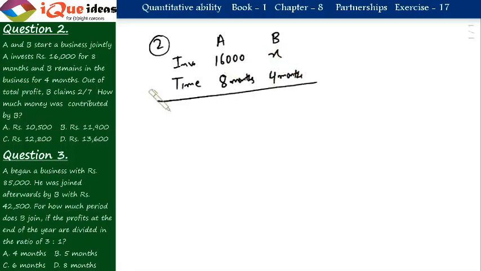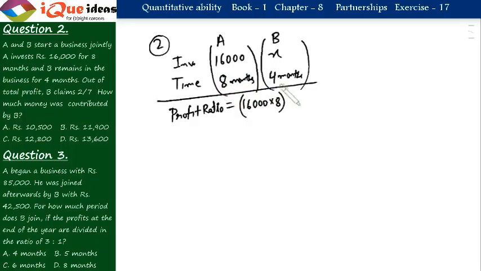Now profit. We know that the profit is calculated as investment into time, right? So profit ratio would be equal to, individually we have to multiply investment into time for each person. So for A, it would be 16,000 into 8 is to X into 4. Alright, this is the profit ratio. But it is also given as, say, profit ratio of A is to B, right? It is 16,000 into 8 is to X into 4. One more thing is given, that B claims 2/7 of the total profit.